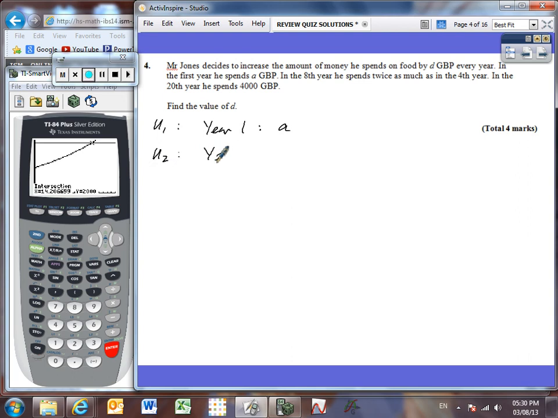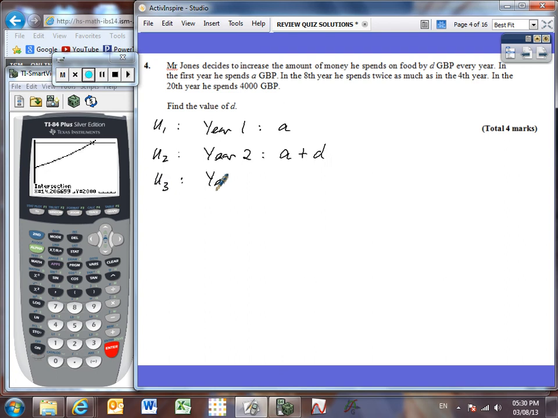U2, that's of course going to be the amount he spent in year 2. It tells us that he increased the amount of money he spent by D. And so it's going to be A plus D. That's the increase of D pounds.